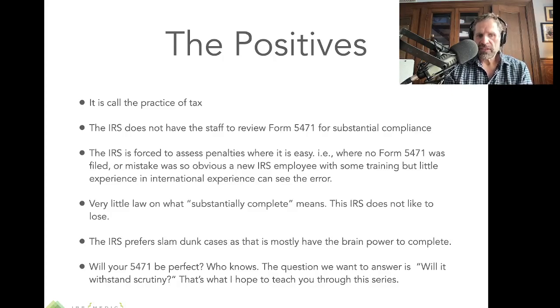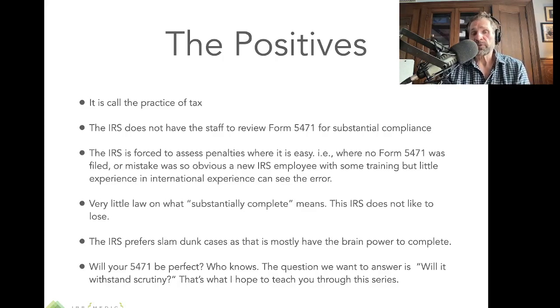The thing you need to understand is the IRS does not have the staff to review Form 5471 for substantial compliance. The IRS is forced to assess penalties where it's easy, where no 5471 was filed at all. Think of the case I had. He didn't file one at all because he didn't think he needed to, and nor did he actually need to. But there wasn't an agent who could have said, oh, well, you know what? I could see here on your Schedule I-1 that you put the number.